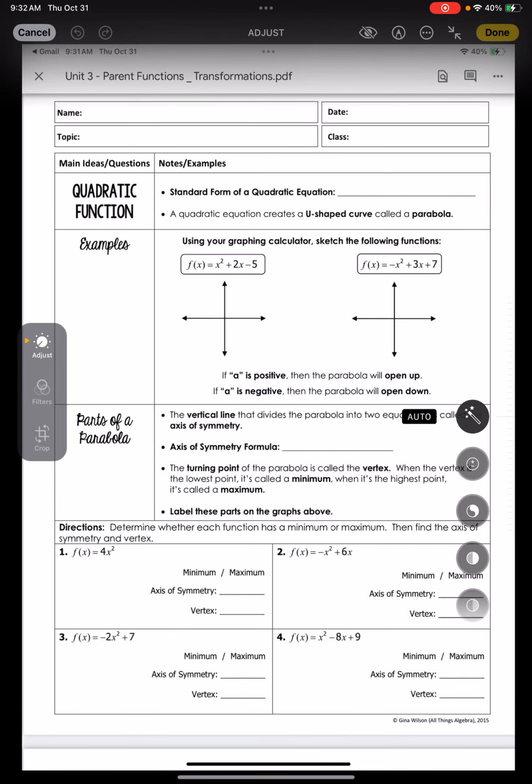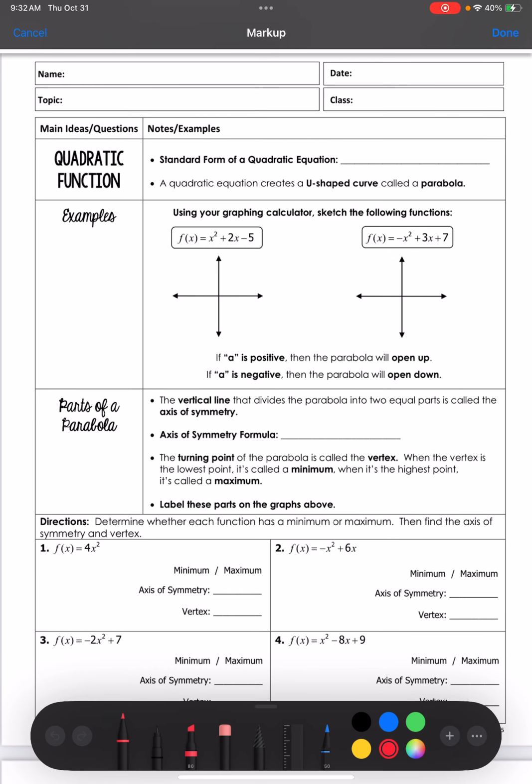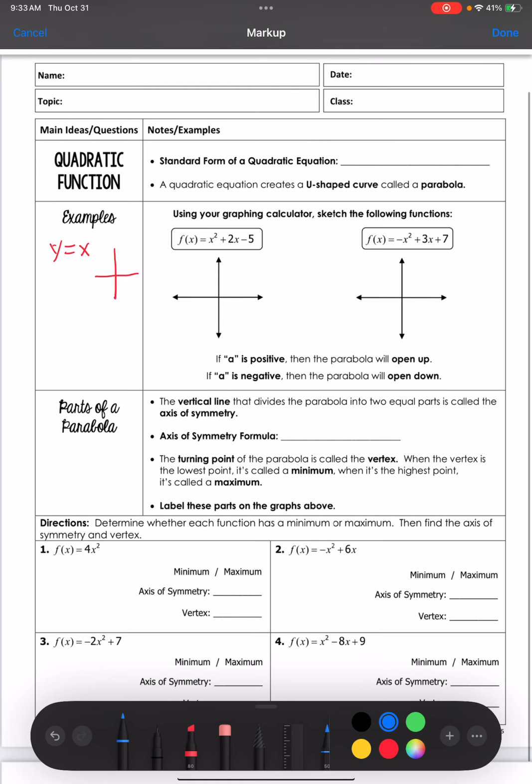Hey guys, we're gonna talk about quadratic functions today. You have learned linear equations, which look like a line, the y equals x graph. You might remember how it looks. So, a line graph. And then at the beginning of the school year, we talked about absolute value functions.